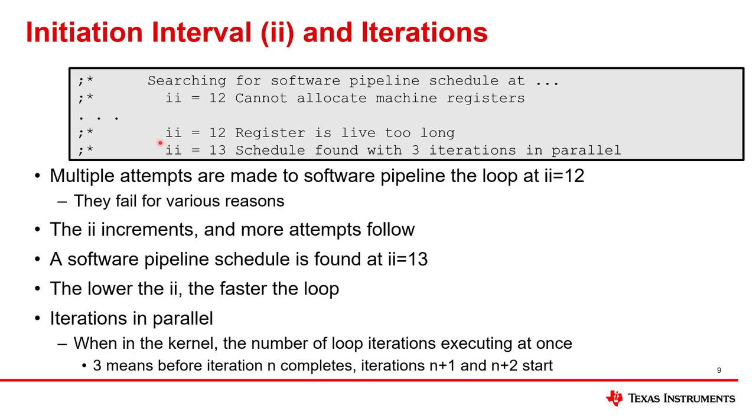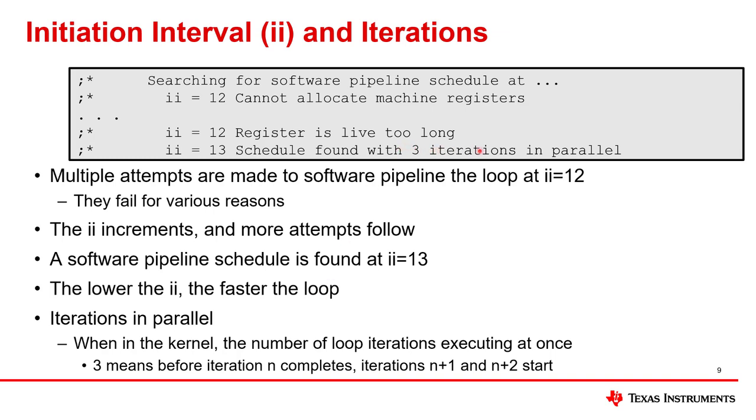What do these lines represent? Well, we've already established why it started with an II of 12, why the compiler started with an II of 12, and then what happens is multiple attempts are made to software pipeline the loop starting at 12. In this particular case, they fail for various reasons, and eventually the II increments and more attempts follow. In this particular case, a software pipeline schedule is found at an II of 13.